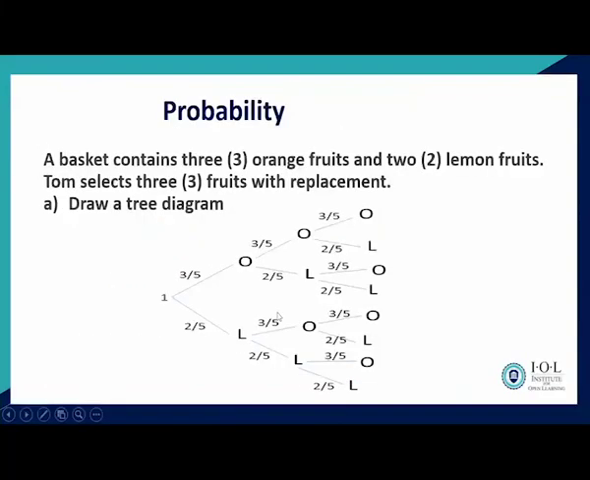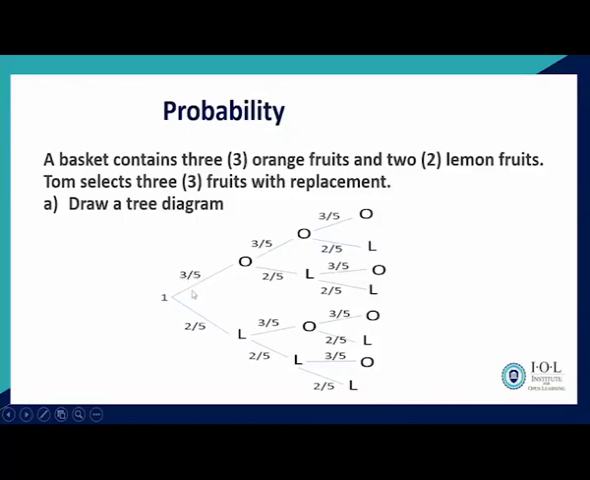Right, let's go to the next part, which is probability. We are given that a basket contains 3 orange fruits and 2 lemon fruits. Tom selects 3 fruits with replacement. When you are doing probability, especially when your aim is to draw a tree diagram, you must check carefully whether it is with replacement or without replacement. Since we have 3 orange fruits and 2 lemon fruits, the total is 5, so our denominator is going to be 5.